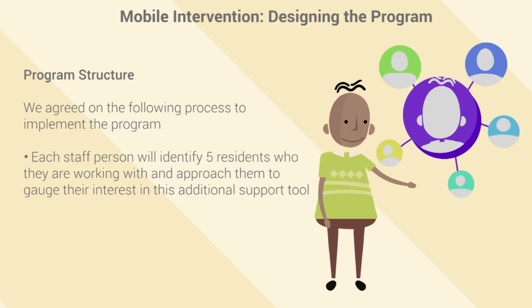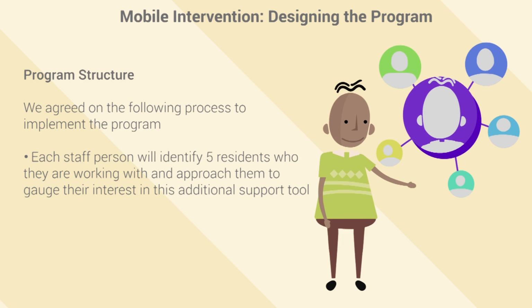So now we have a program. We know what the program is. We've been trained. We know how we're going to measure it. And so the next step in this process is decide how we're going to roll this out. And so once again, we agreed on this process through our staff meetings. And this is what we decided to do: that each staff person would identify 5 residents who they are working with and approach them to gauge their interest in this additional support tool.